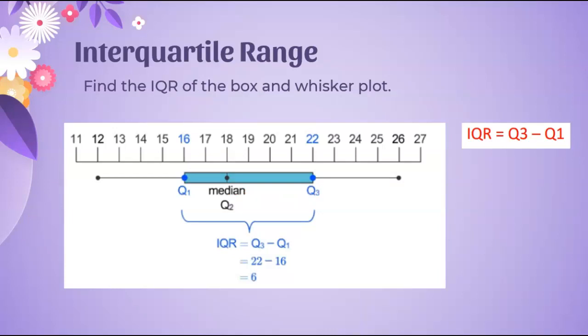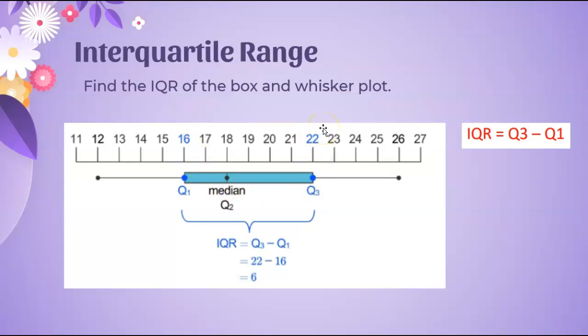Finding the interquartile range from a box and whisker plot is pretty simple. You just look at the graph and see where Q2 is. In this case it's at 18. Q1 is at 16. You find the edge of the box and follow it down to the number line. And Q3 is 22.